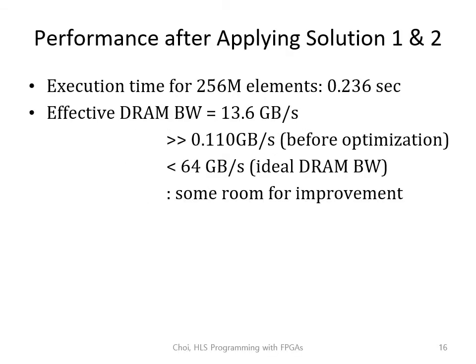So let's look at the performance after applying solutions 1 and 2. The execution time needed to do vector add for 256 million elements was 0.236 seconds. And if you compute the effective DRAM bandwidth, it'll be 13.6 gigabytes per second. This number is a huge improvement compared to the baseline version without this optimization. Which is great, but it is still a little short of the ideal DRAM bandwidth. This means that there is still some room for improvement.